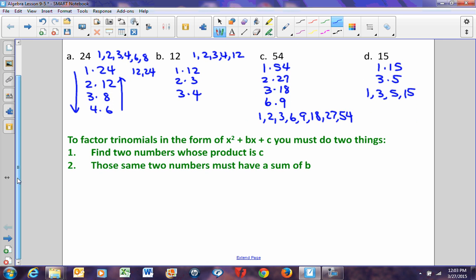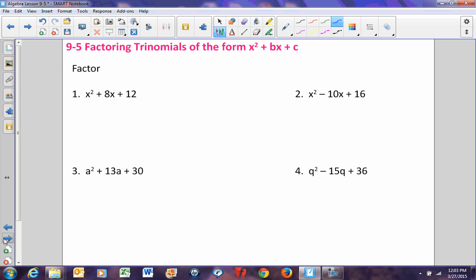And you might go, what do you mean, Mrs. Schumann? Well, simply put, let's look at a couple of examples. If I needed you to factor x squared plus 8x plus 12, 8 is b and 12 is c, because in x squared plus bx plus c, the number in front of the x in the middle is your b term, and the number at the end, your constant, is your c term. So I need two numbers whose product is 12, but whose sum is 8.